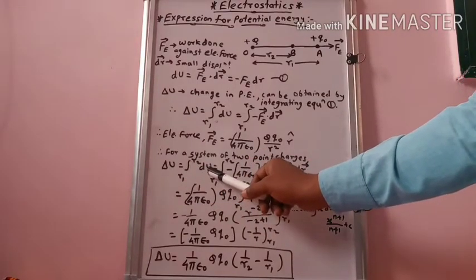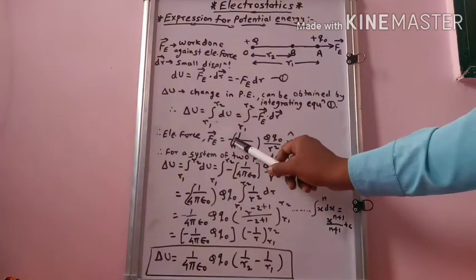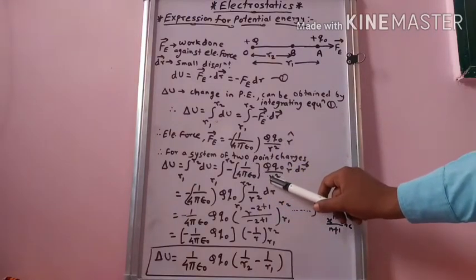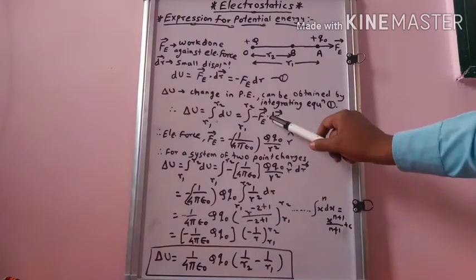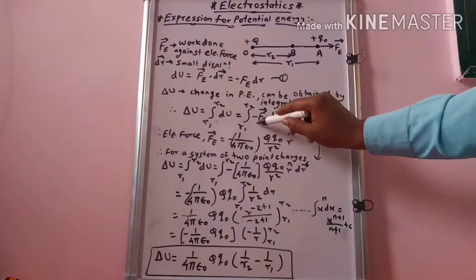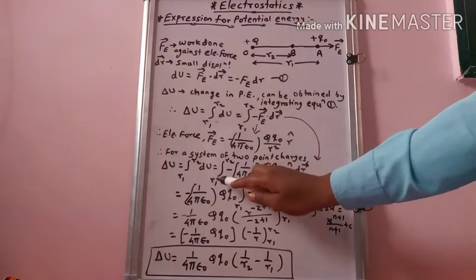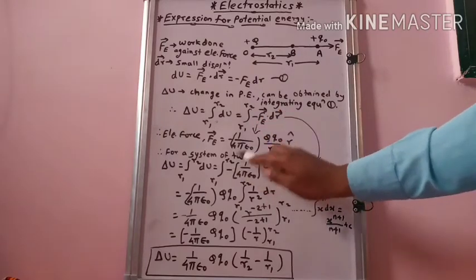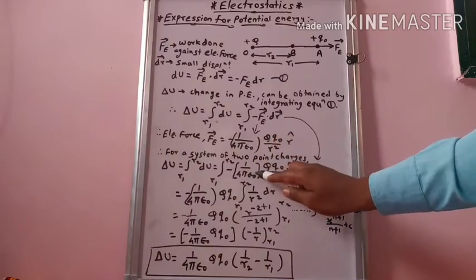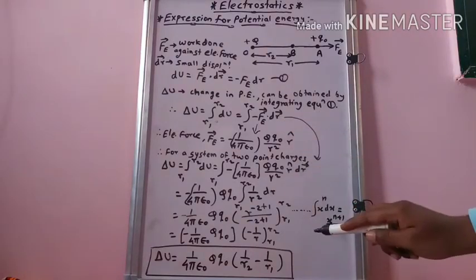which is equal to the integration from R1 to R2 of the value of dU, given by minus 1 upon 4 pi epsilon naught, Q Q0 upon r squared, into r cap, into dr. Putting the value of Fe in this equation, it can be written as the integration from R1 to R2, where the value of Fe is minus 1 upon 4 pi epsilon naught, Q Q0 upon r squared into r cap, and dr is as it is.